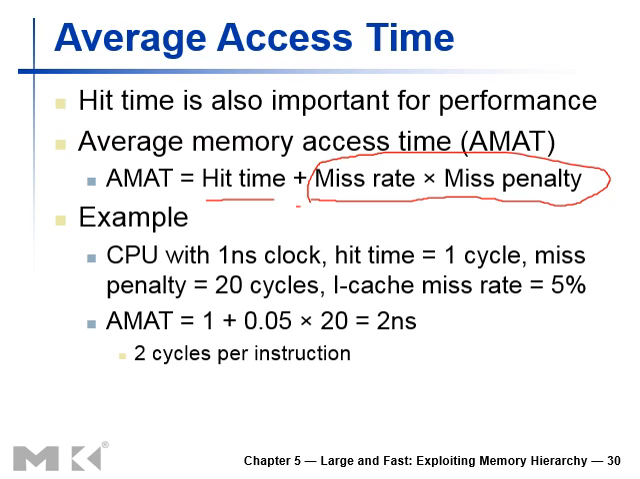So consider an example where the CPU has a clock period of 1 nanosecond. So the clock cycle time is 1 nanosecond. Hit time is 1 cycle, and miss penalty is 20 cycles. The instruction cache miss rate is 5%. So we're computing for the instruction cache. So average memory access time is equal to 1 plus miss rate, that is 0.05, multiplied by miss penalty. So that is 2 nanoseconds. So 2 cycles per instruction are being consumed if you have to access the memory.